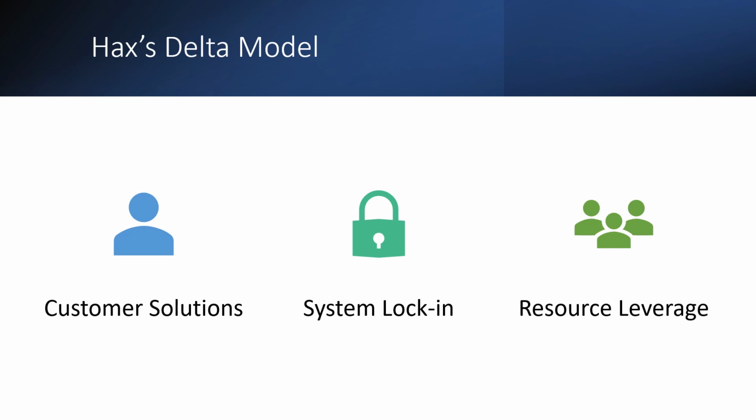Using the Delta model, Netflix has developed a comprehensive strategy considering all three strategic options. This has allowed the company to remain competitive in a rapidly evolving industry and become a leader in the streaming market. Through customer solutions, system lock-in, and resource leverage, Netflix has delivered a unique and personalized streaming experience to its customers while building a solid brand identity and remaining competitive in a crowded market.